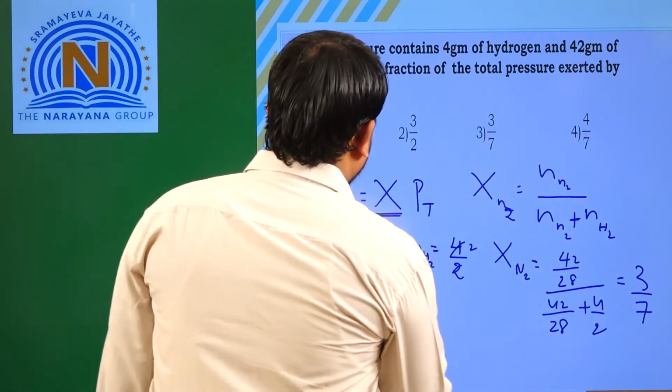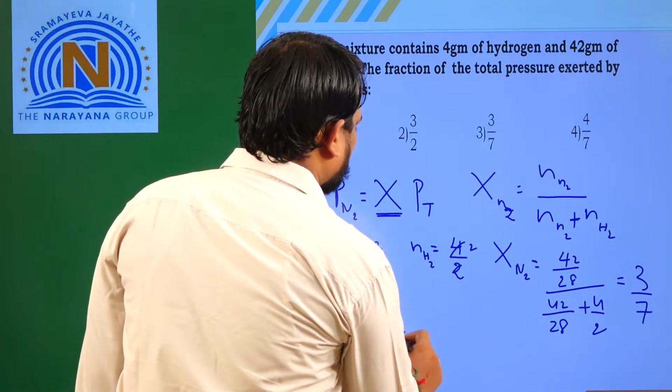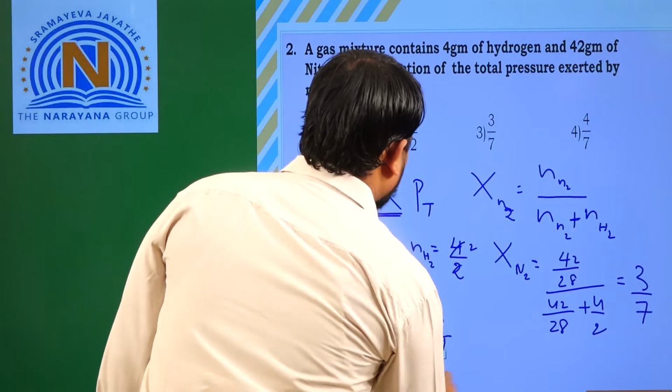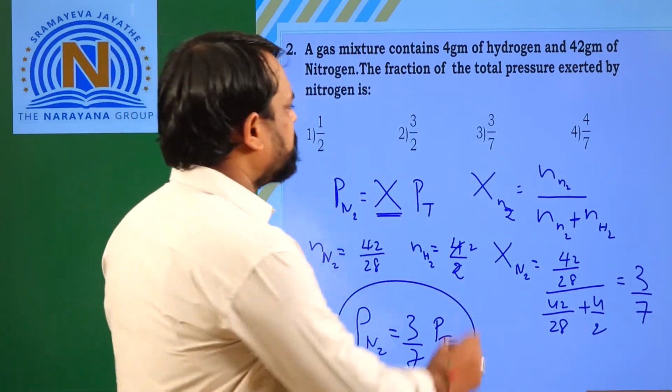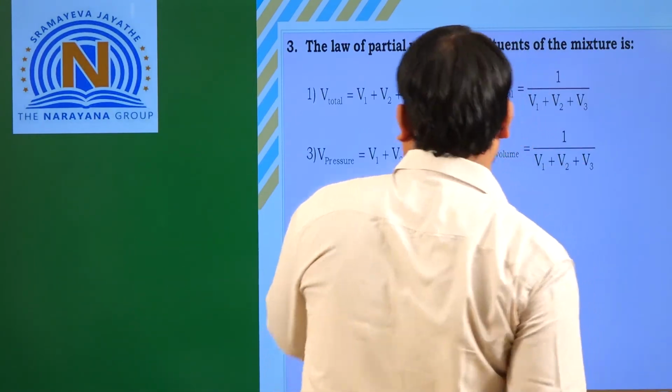That means the P of N2 is equal to 3 by 7 times the total pressure. So what is the option? The 3 by 7, the third option is correct. And next we will move to the next question.